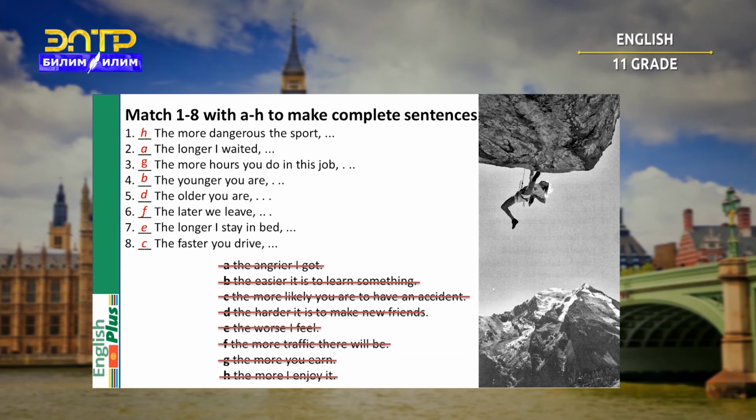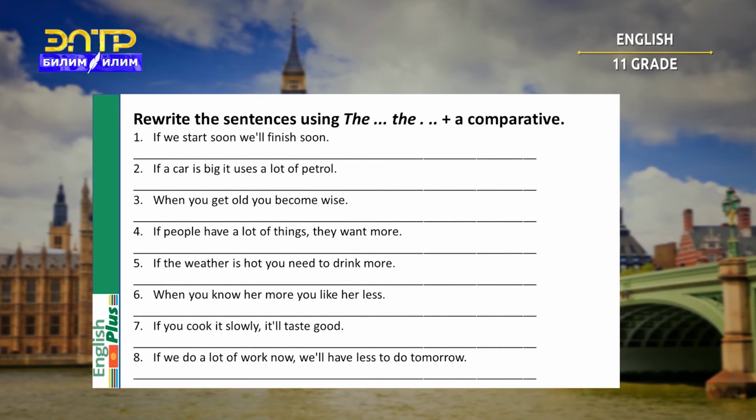Good job. One more exercise to practice. Now, you need to rewrite the sentences using the plus comparative. Let's do the first sentence together. The sentence is, if we start soon, we will finish soon. What do we have? The sooner we start, the sooner we will finish. Now, you have 1 minute to finish all the other sentences. Start now, please.